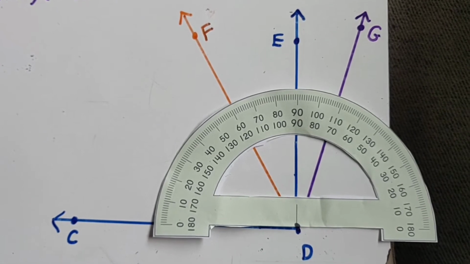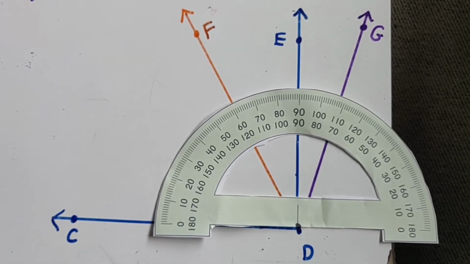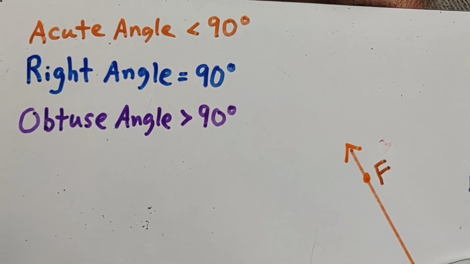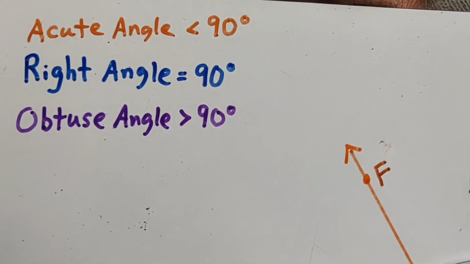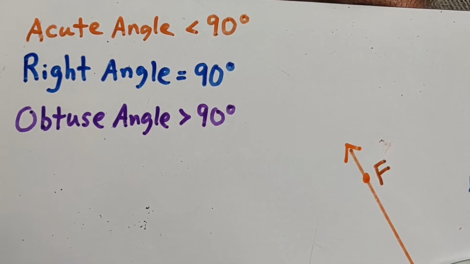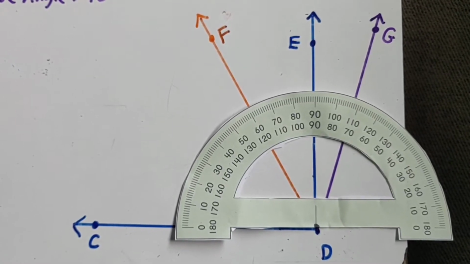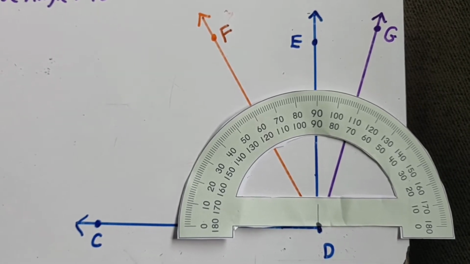CDG. And if angle CDG is 108 degrees, and we know that the definition of an obtuse angle is greater than 90 degrees, well, we know 108 degrees is greater than 90 degrees. So angle CDG is an obtuse angle.